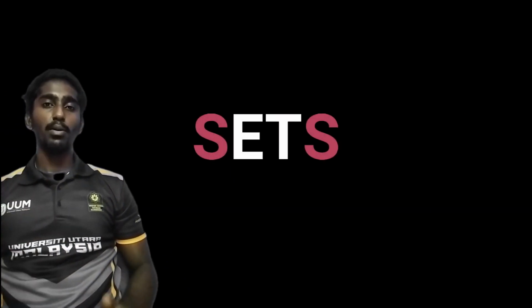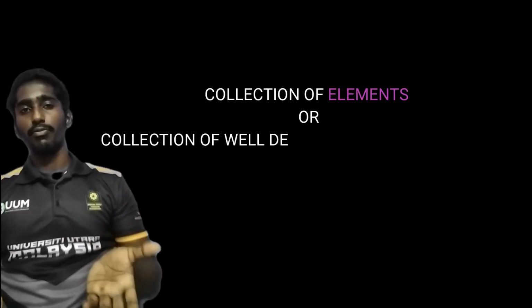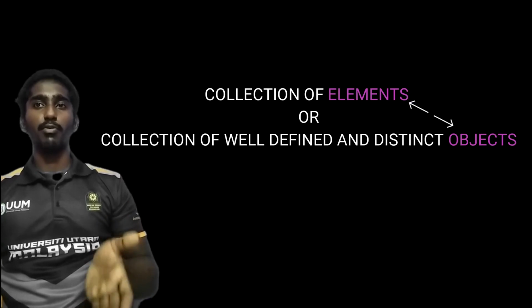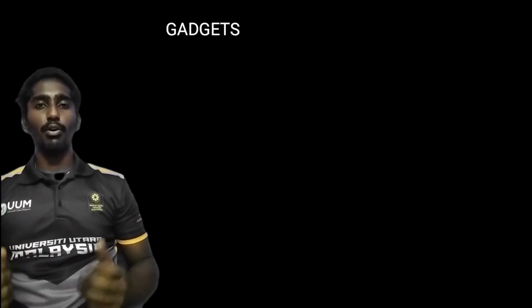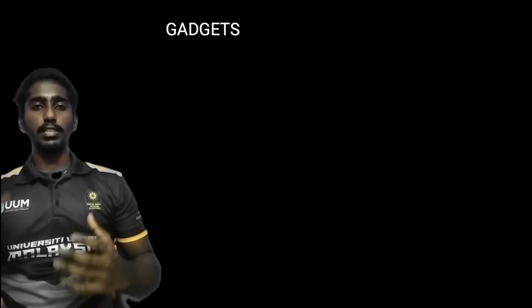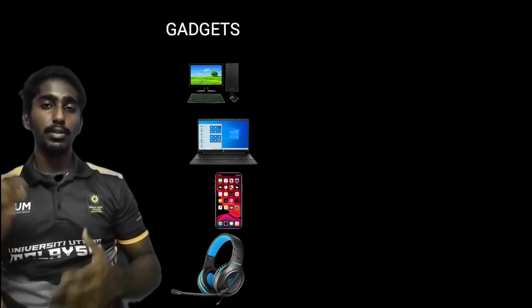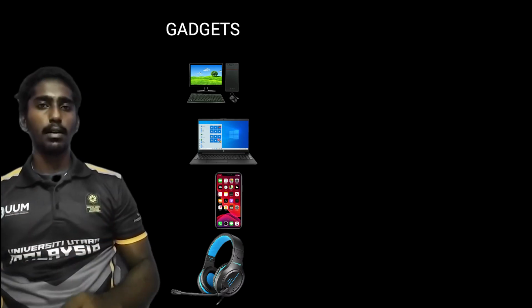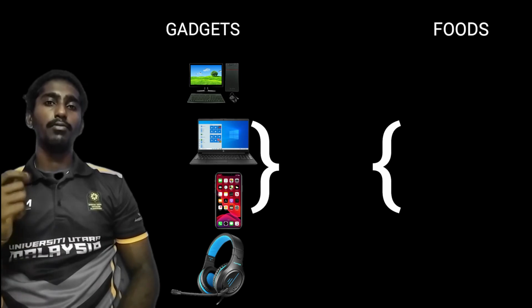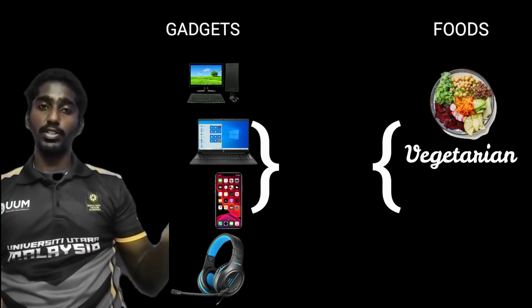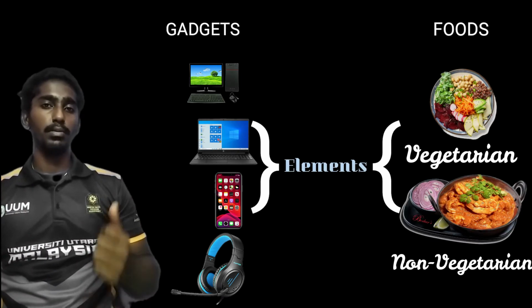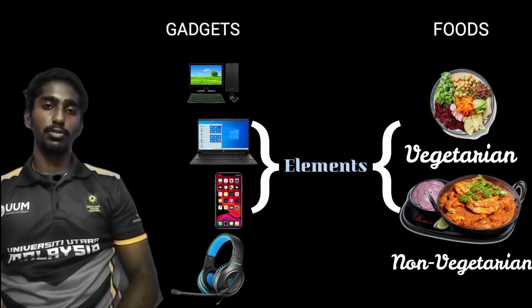Let's go. So, the topic I am going to explain is about sets. What are sets? A set is a collection of elements, or a collection of well-defined and distinct objects. For example, we have a list of gadgets such as computer, laptop, phone and headphone. These are the elements of the gadgets. The next example is foods, such as vegetarian and non-vegetarian. These are the elements of the foods.